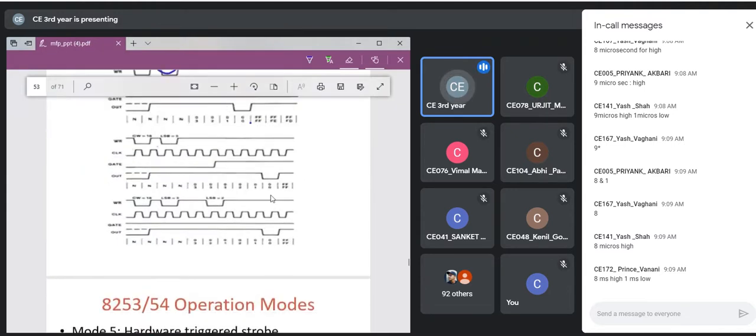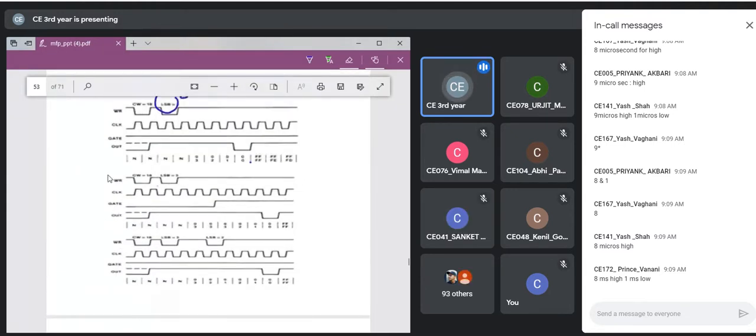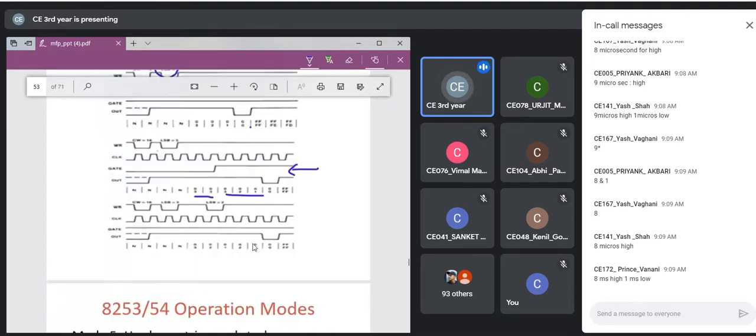Now, suppose I have loaded the count, but my gate is low. Then what will happen? As soon as my gate goes high, the operation will start. So of course we need the gate high for this. As soon as your gate is high, after that your operation will start.